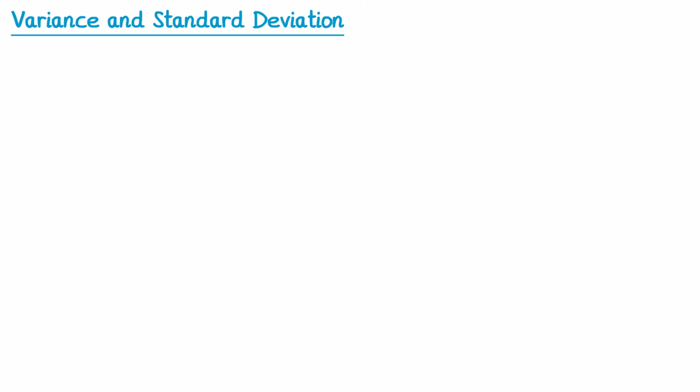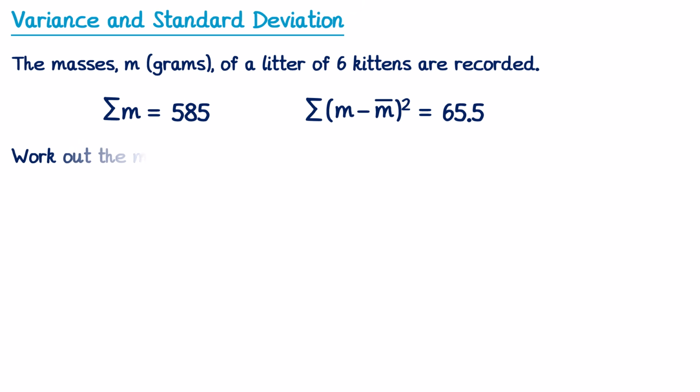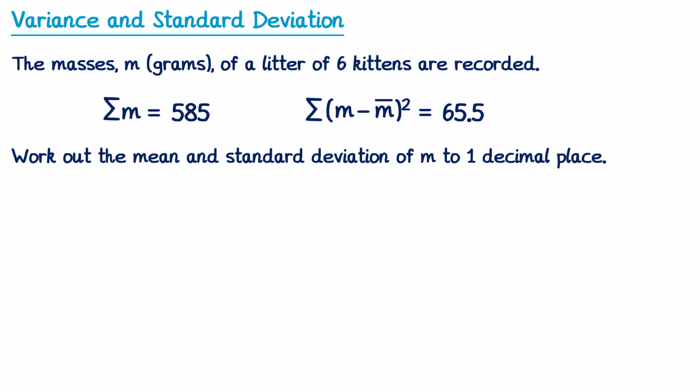Let's try another example. In this one, it says the masses of a litter of kittens are recorded. We've got the sum of m, which is 585, and the sum of (m minus m bar) all squared is 65.5. This time we're going to work out both the mean and the standard deviation to one decimal place.